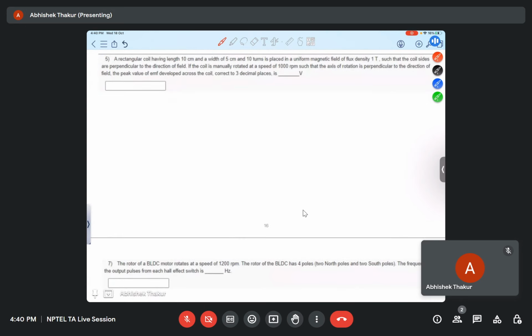Now moving on to the next question, that is a rectangular coil having length 10 centimeter and a width of 5 centimeter and 10 turns.